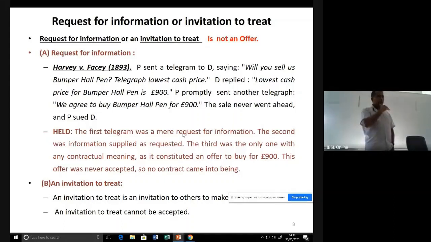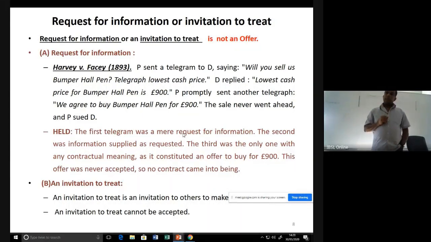Then what happened? P filed action against D. On what basis? Breach of contract. P said, I asked him whether you are selling the property and what is the last price. He offered me the property for 900 pounds. I accepted it, but now he has sold to somebody else. That is P's story.